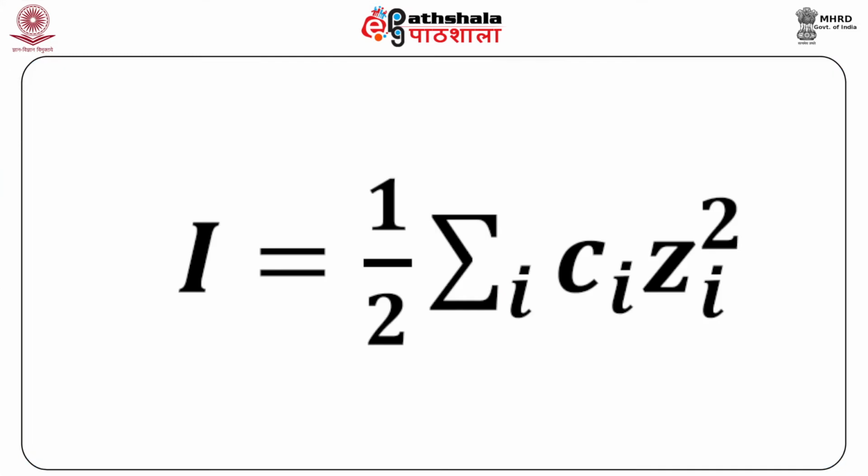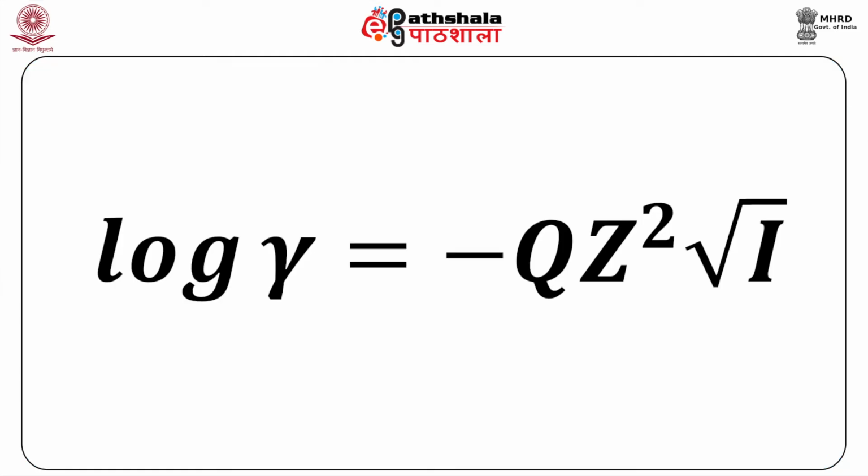Now, ionic strength is expressed as a cumulative measure of both charge on the ion as well as its concentration in the solution. It is mathematically expressed as 1 upon 2 summation Ci into Zi square. According to Debye-Huckel limiting law, this activity coefficient is related to ionic strength as log gamma is equal to minus Q Z square under root ionic strength, where Q is a constant which has an approximate value of 0.51 for aqueous solutions at 25 degrees Celsius.